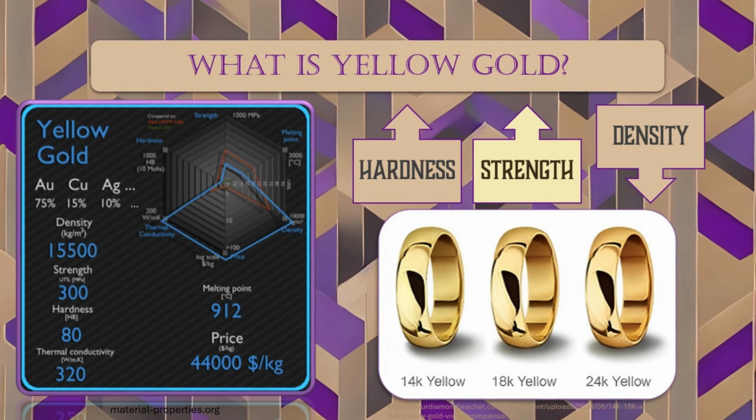The material properties shown to the left are for gold at 18 karat or 75% weight gold. There are many different forms of this alloy, but the most common of which is shown as 15% copper and 10% silver. When compared to pure gold, we notice an increase in the hardness of the material and an increase in the strength of the material, while a decrease in the density of the material.